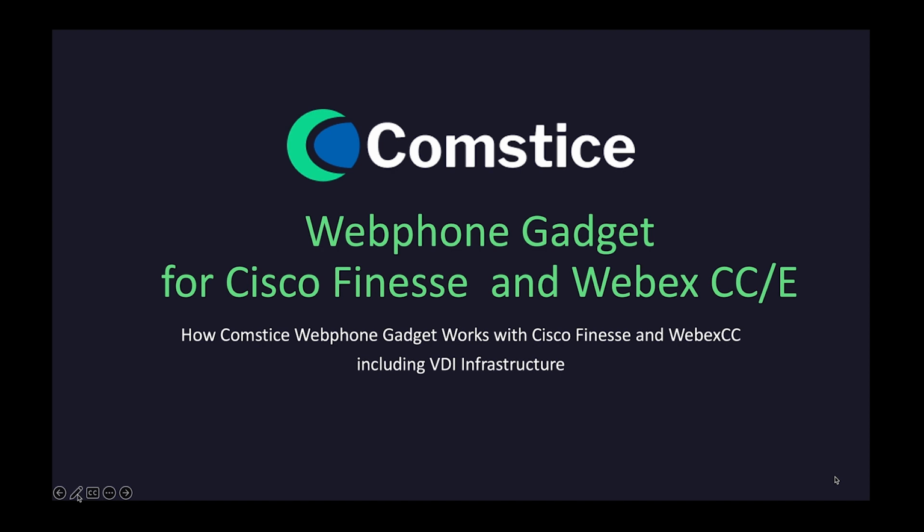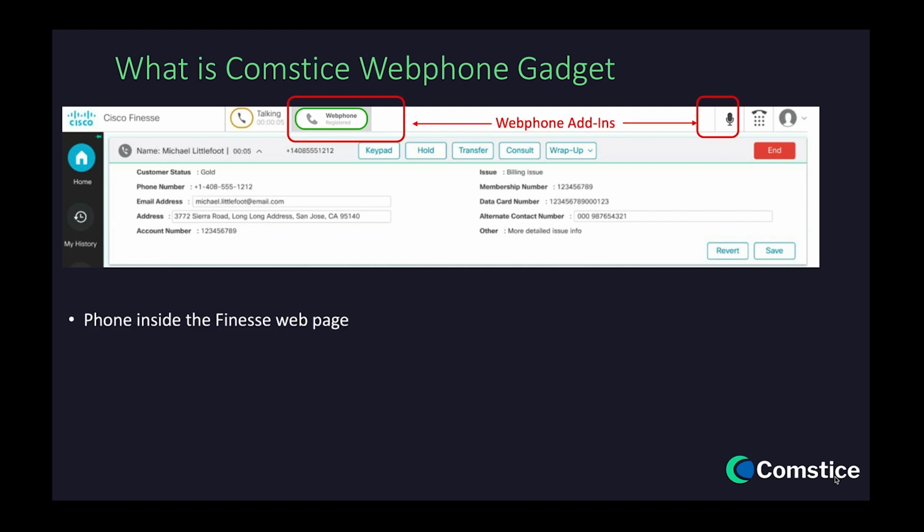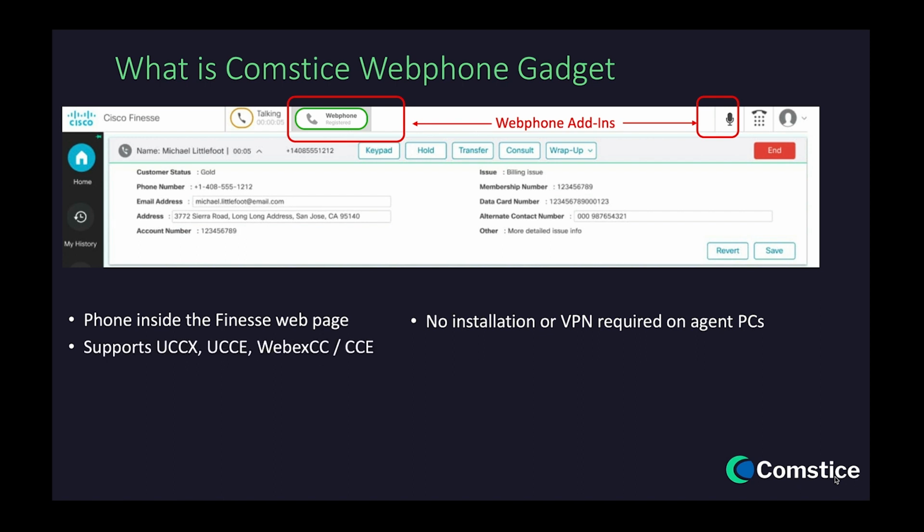In this video, we will talk about Comstice Webphone Gadget for Cisco Finesse and Webex contact centers. Comstice Webphone Gadget is an add-on on the Finesse agent page. It helps agents make and receive calls using the web browser without installing any software applications or using any Cisco phones. For making and receiving calls, we will use the Finesse call control features available, so they can hold, transfer, and end the call using those buttons already available.